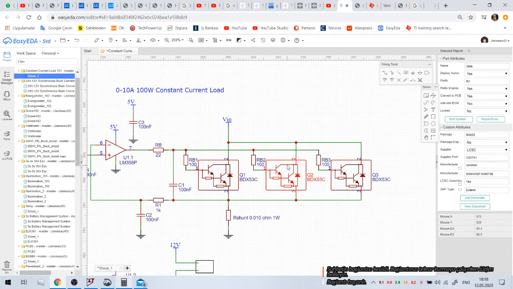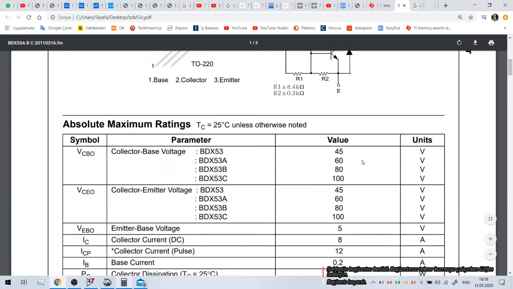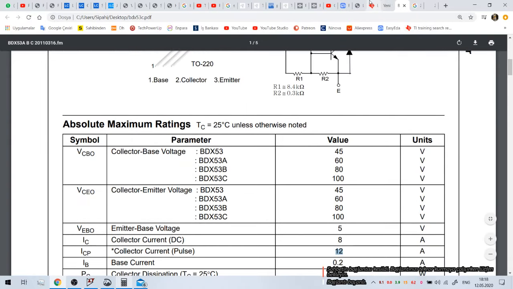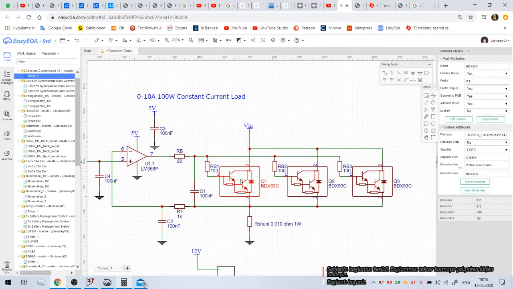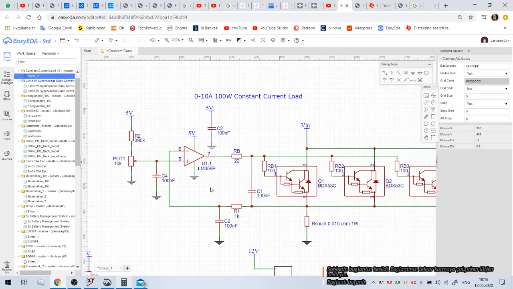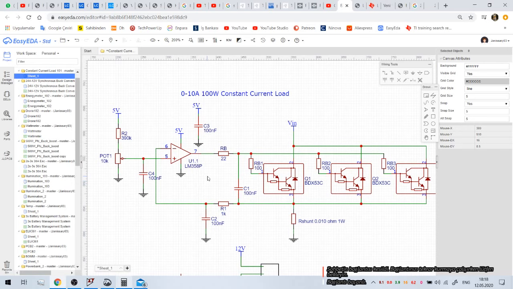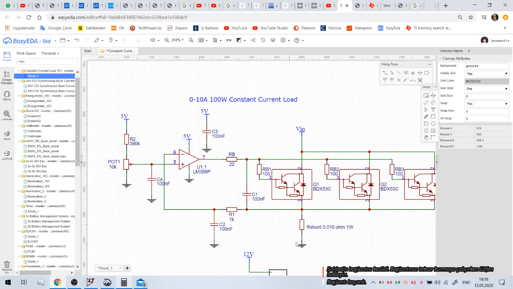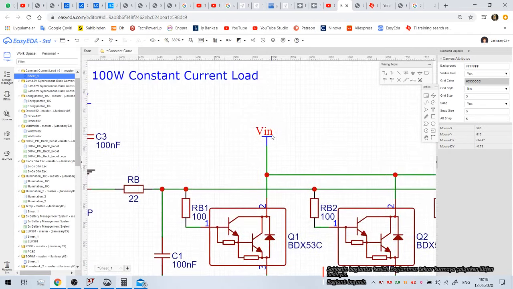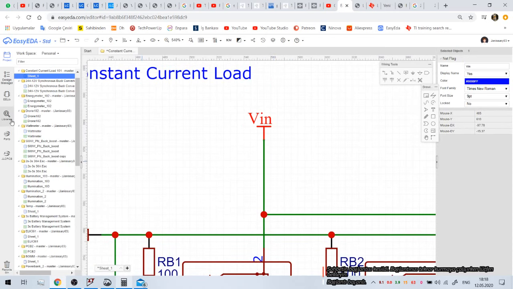But I want to limit the current because these transistors can handle 8 amp. Also can handle 12 amp, you can see with pulse. And if 12 amp is going from here and all of them, 36 amp flowing here. This is terrible. I don't want this. Also we can add some fuses to here, or maybe the V-in terminal. Yes, we can add some fuse.